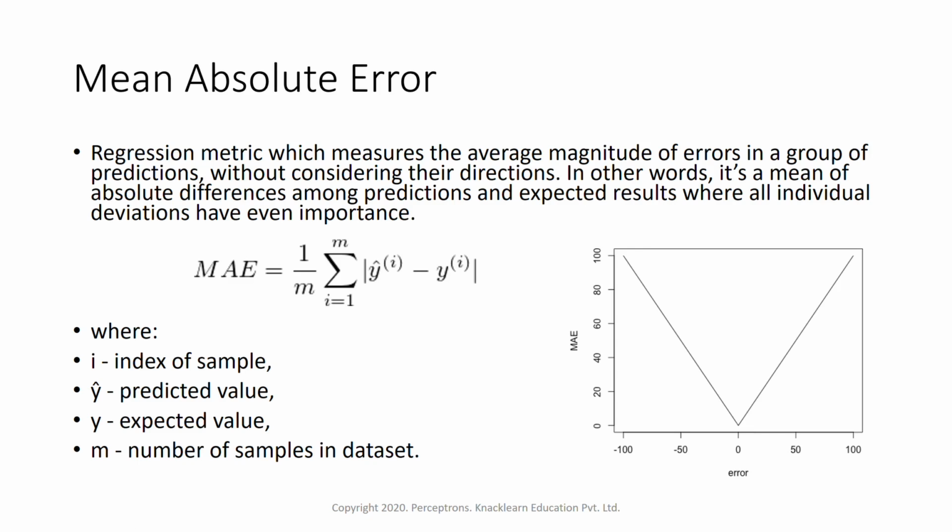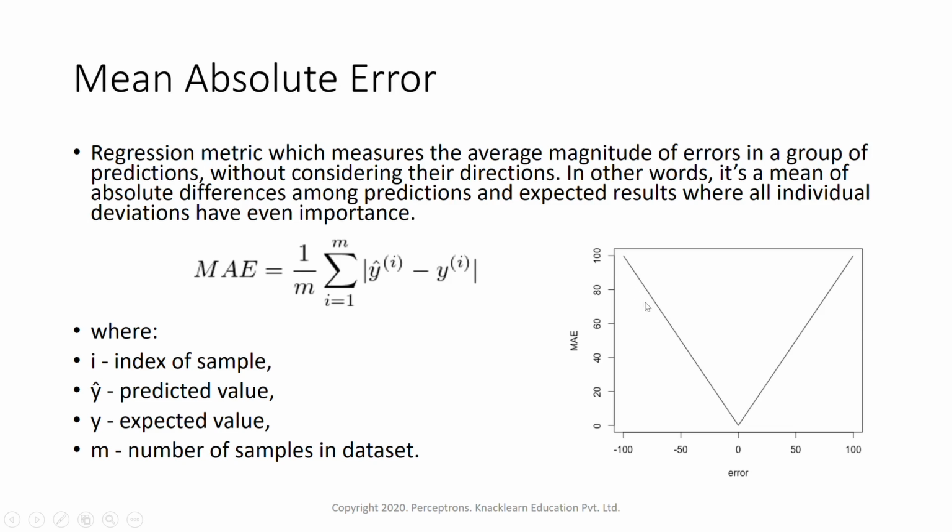The other one is mean absolute error. This is one more measurement which is there. So this is a regression metric which measures the average magnitude of errors in a group of predictions without considering their directions. So in other words, it's the mean of the absolute difference between prediction and expected value. So it's just the mean of absolute difference. It is y pred minus y, and we have to take the absolute value of that. So this is the formula given for mean absolute error.